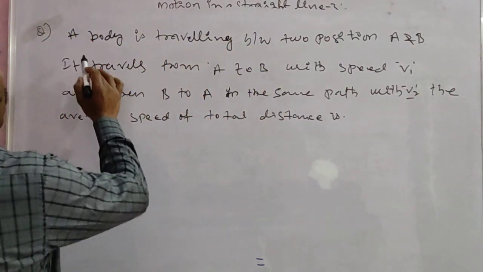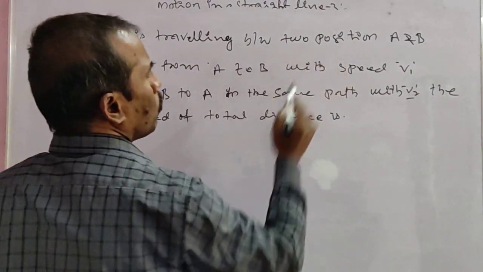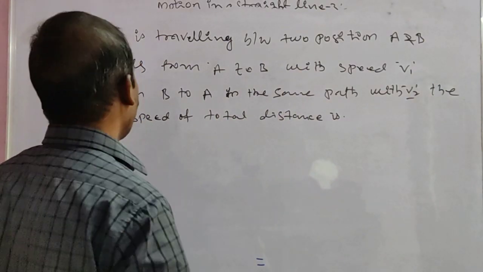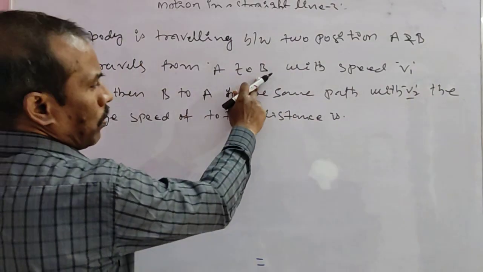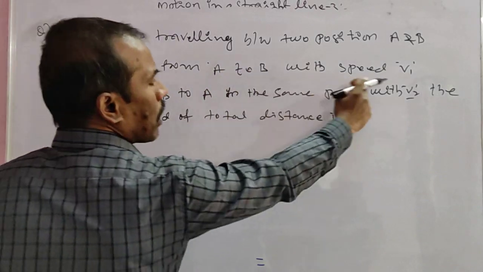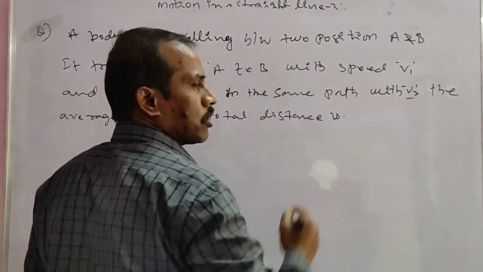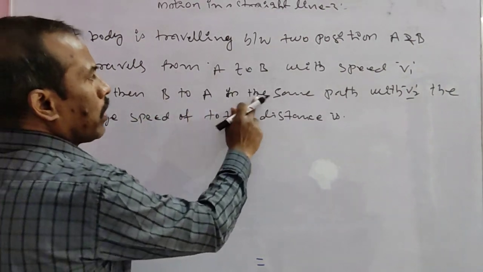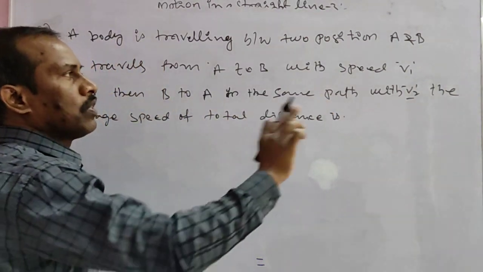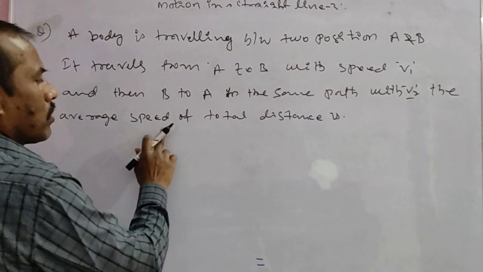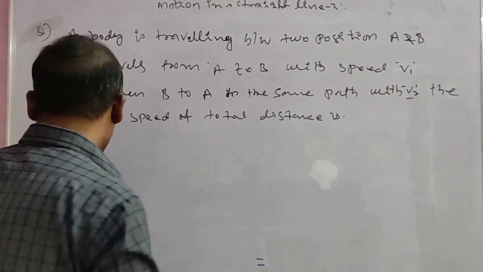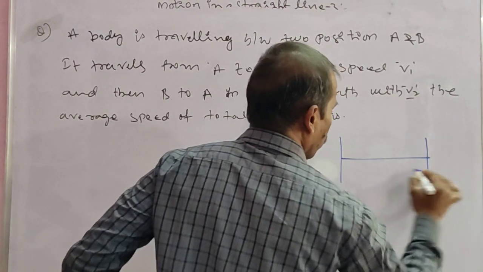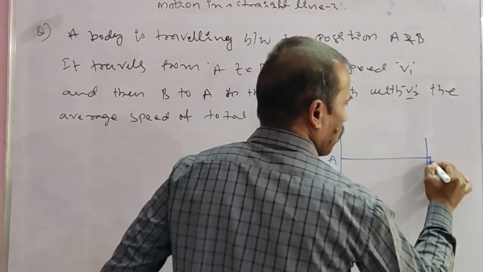Question: a body is traveling between two positions A and B. If it travels from A to B with speed V1, and then B to A in the same path with V2, find the average speed for the total distance. See here, for example, these are two positions: this is position A, this is position B.